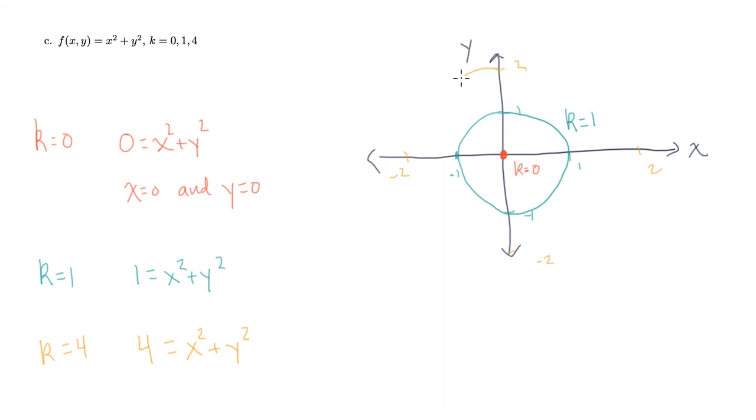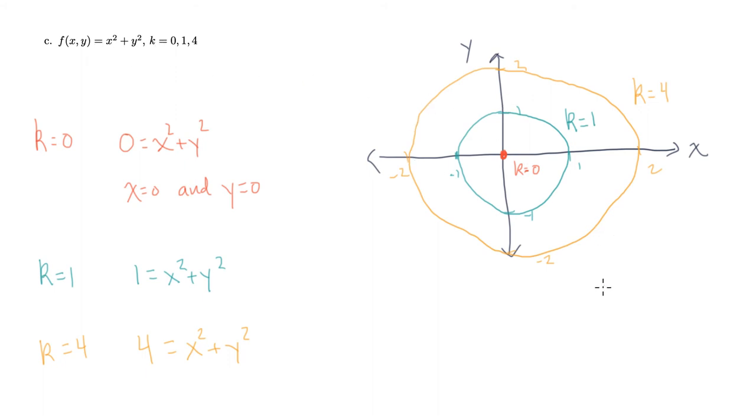So this will be our level curve corresponding to k equals 4. So this is going to be the set of all points for which the function outputs 4.